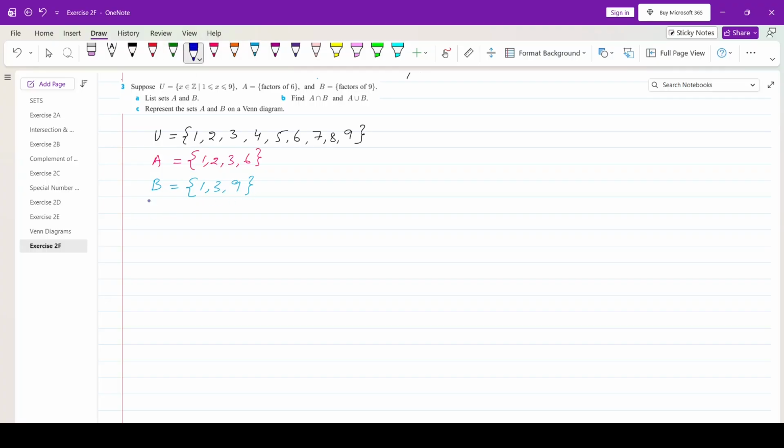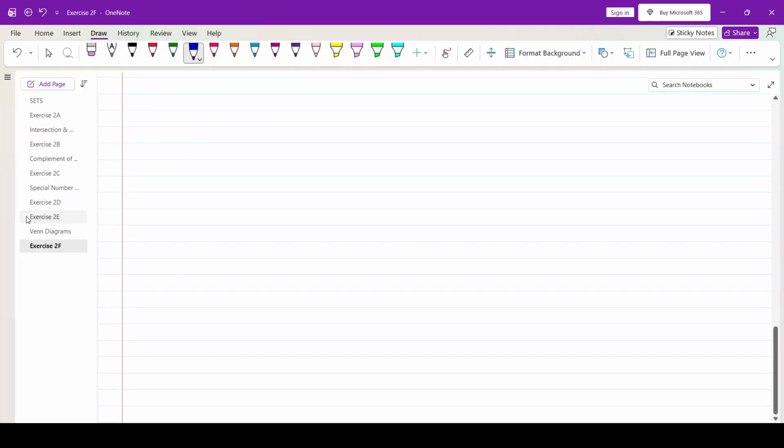Now the question is asking list sets A and B. So we have done this part already. Part B says find A intersection B. Now as we have listed all the sets, this part and this part you can do on your own as we have done in the previous questions. This is your homework. Let's move on to the next question.